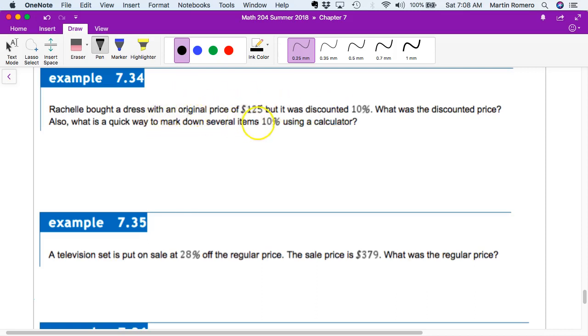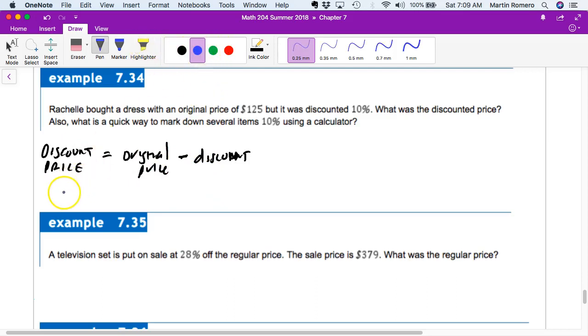A dress was $125, 10% off. What was the discounted price? So what we need to figure out is the discounted price is going to be equal to the original price minus the discount, how much you're getting off. And so that's the equation we're writing. So we're going to look for the price. The discount price is going to be equal to the original price, 125, minus the discount.